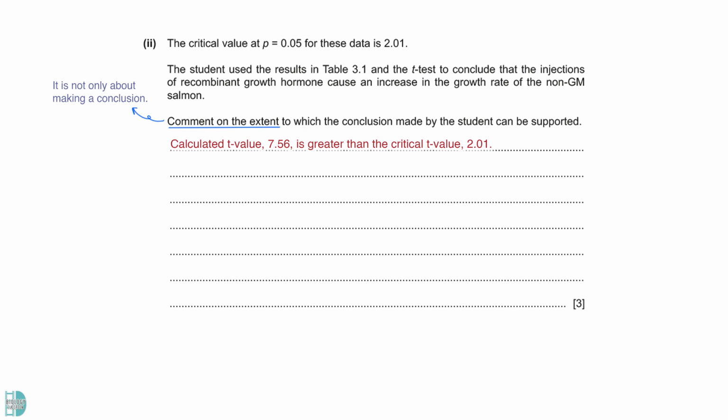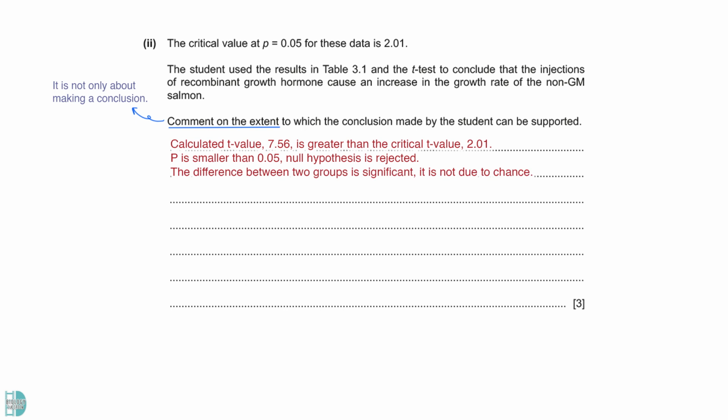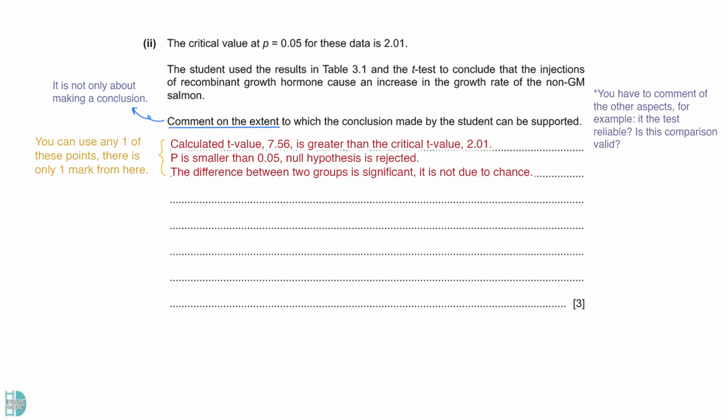So, a conclusion saying that the calculated t-value is greater than the critical value, p is smaller than 0.05, the null hypothesis is rejected, and the difference between the mean values of the 2 groups is significant and not due to chance will only give you 1 mark. You need to comment on other aspects of the comparison to get more marks. For example, the reliability of the test and the validity of the comparison.